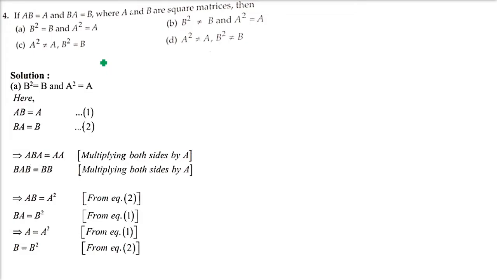Here again, same thing we have to do. Because AB is equal to A and BA equals B, and A and B are square matrices. So B square equals B, we have already proved it in the previous question. Now whether A square is equal to A or A square not equal to A, that we have to see. That means A and C are the correct options. It can be only A and C.